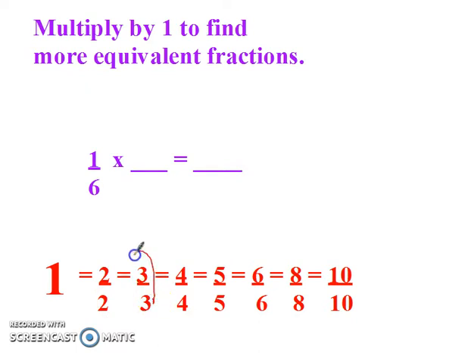1/6 times something. I'm going to go for the 3/3. 1 times 3 is 3. 6 times 3 is 3, 6, 9, 12, 15, 18. So 1/6 is the same as 3/18.